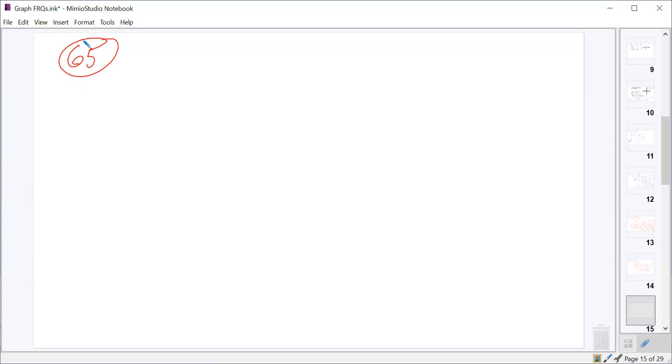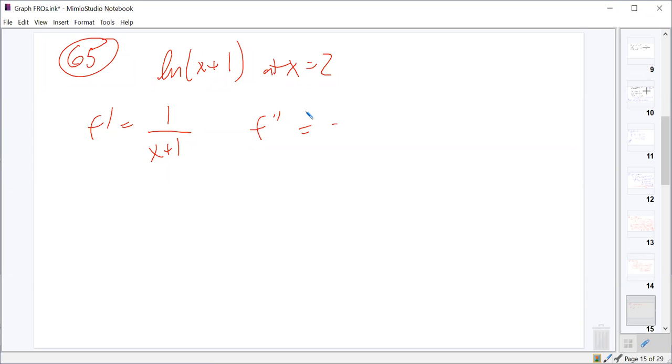65. We have, that'll be fun, the nth derivative of the natural log of x plus 1 at x equals 2. Okay, so let's see here. The first derivative of this ought to be 1 over x plus 1. Right? We'll call this f prime. Our second derivative ought to be the derivative of this, which is negative 1 over x plus 1 squared.